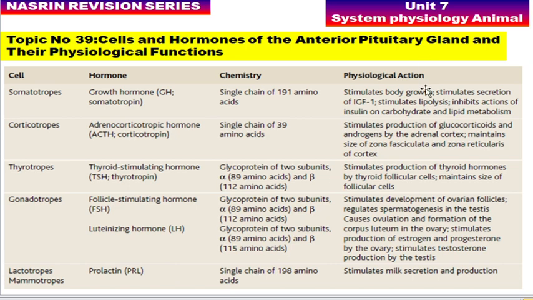The physiological actions include, for growth hormone, that it will stimulate body growth as well as stimulate IGF-1, which is insulin-like growth factor 1, and it will also stimulate lipolysis. This growth hormone also inhibits the action of insulin on carbohydrate and lipid metabolism.